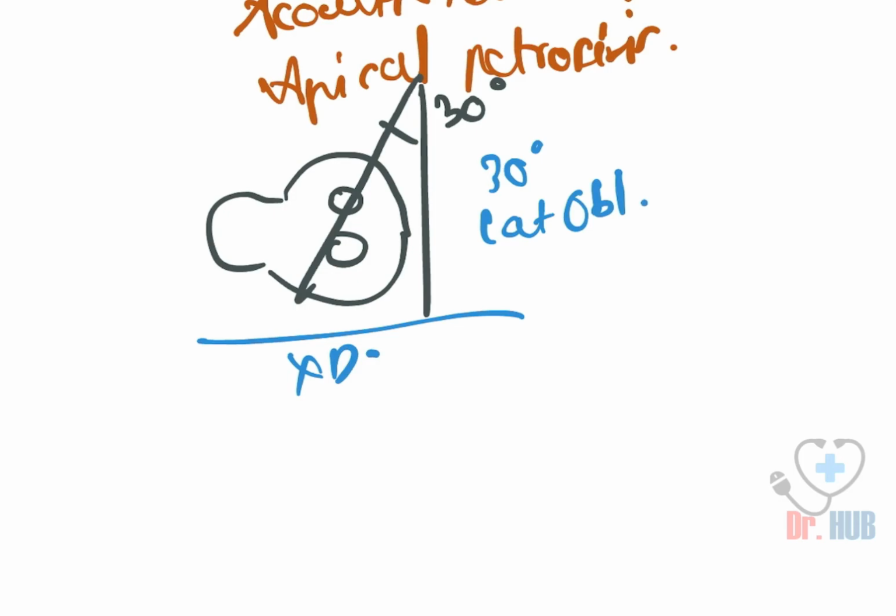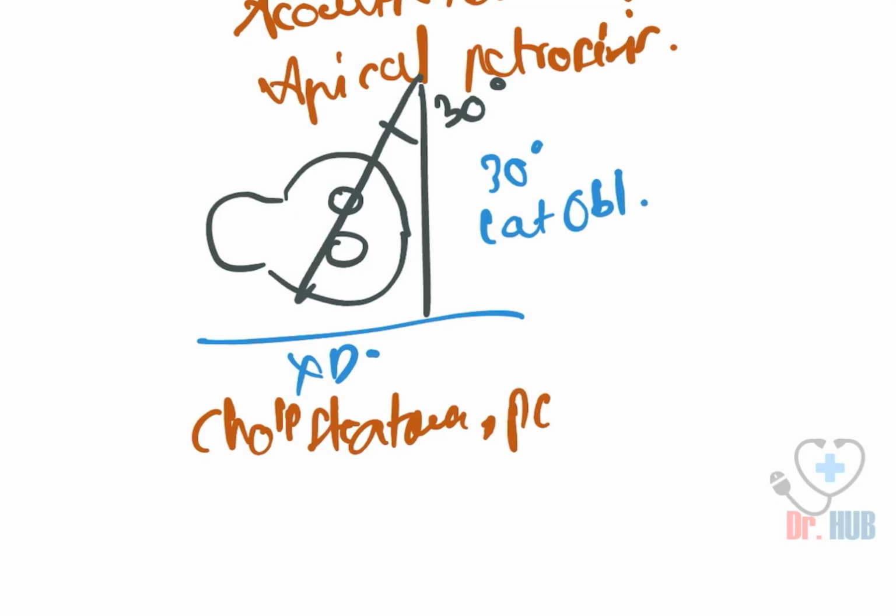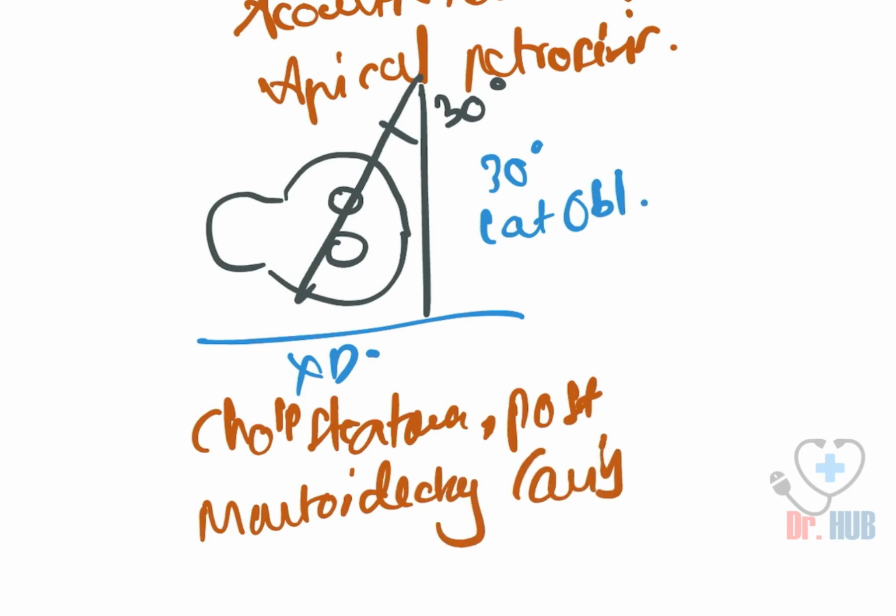So in this Schuller's view, what we see is cholesteatoma and the post mastoidectomy cavity, as well as mastoid abscess.